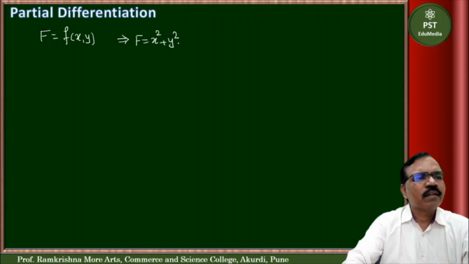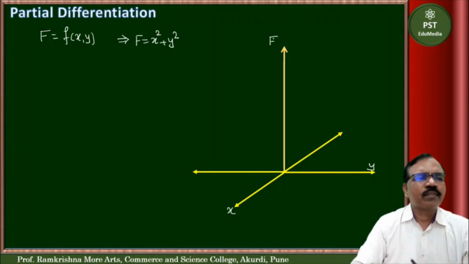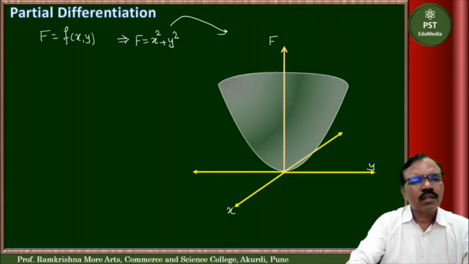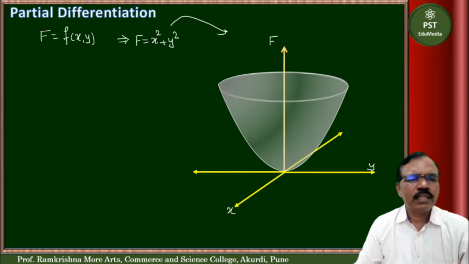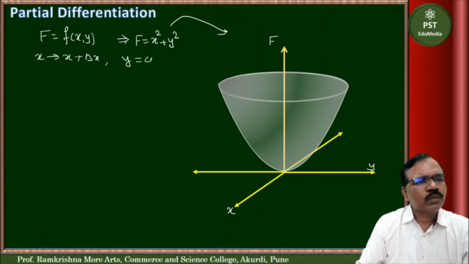Now if we take coordinate system, suppose this axis is x-axis, this axis is y-axis, and on this axis we take f. So I am plotting this function. If we plot this function for different values of x and y, we will get graph like this. So it is surface. Now suppose x changes to x plus delta x and y is constant, suppose.